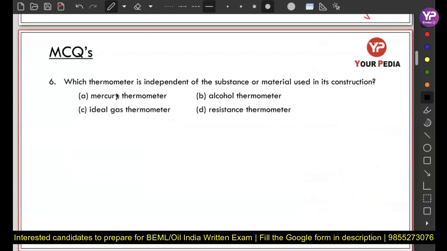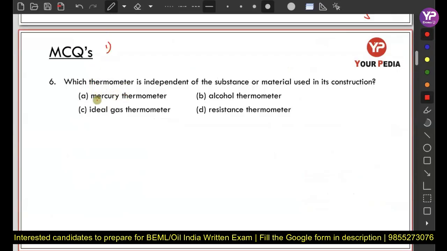Next part. Which thermometer is independent of the substance or the material used in its construction? Now just see. I have already told you the entire history of the temperature scales. Now just see what are the different types of thermometer which we covered in thermodynamics here.